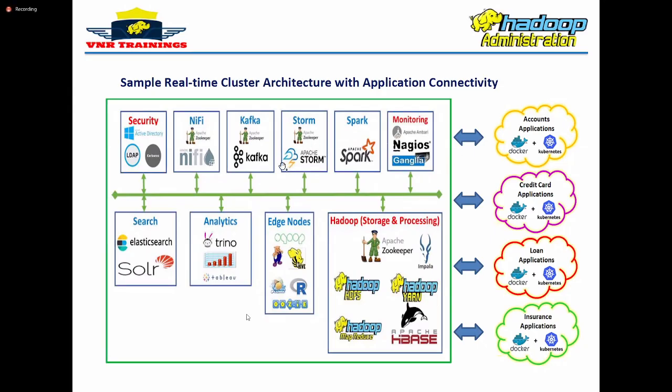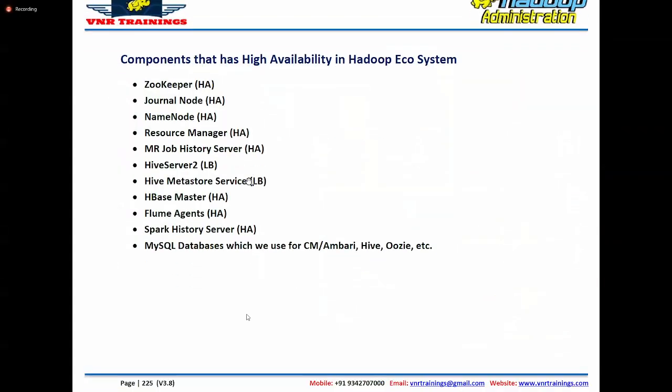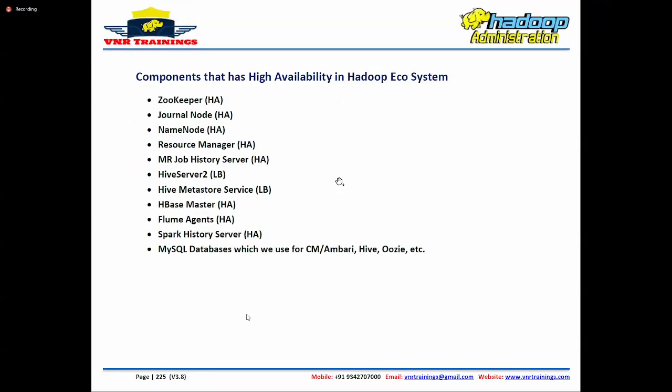So this is about the real-time cluster. Now we have one question I've seen in interviews: give me the components that have high availability in your cluster. Where are we using multiple services? Zookeeper. How many Zookeepers are we using? Three. In real-time clusters, they use 5 or 7 Zookeepers max, but an odd number. Is it HA or LB? What is the difference between HA and LB?